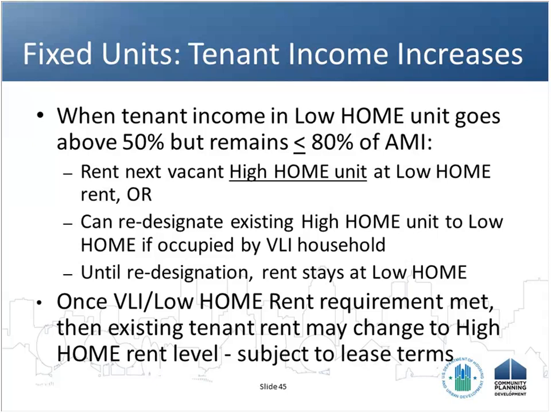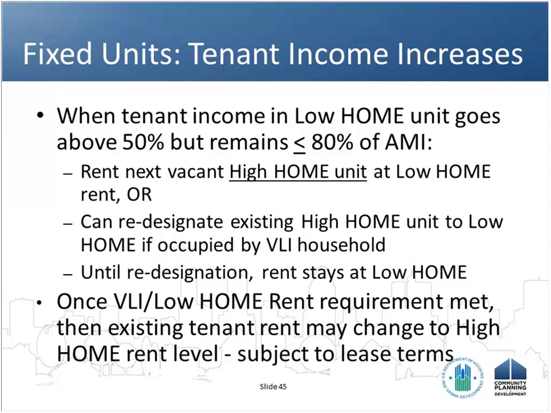So we're going to rent it to a tenant that has an income at 50% or below, set at a low HOME rent. And now that we've been able to replace that out-of-compliance low HOME unit, we would then be able to go back and redesignate that non-compliant low HOME unit as a high HOME unit. So we've been able to make a substitution, but we can never change.